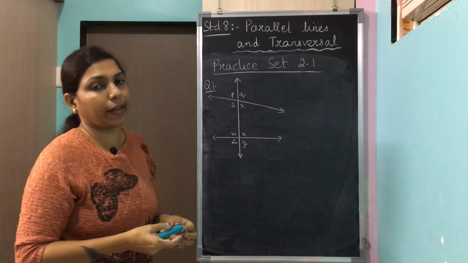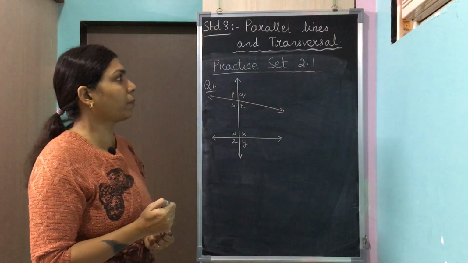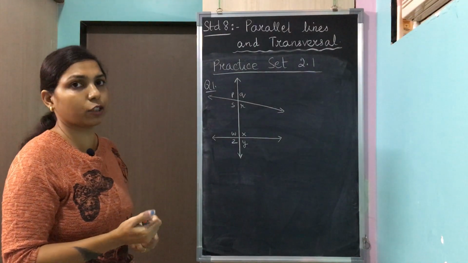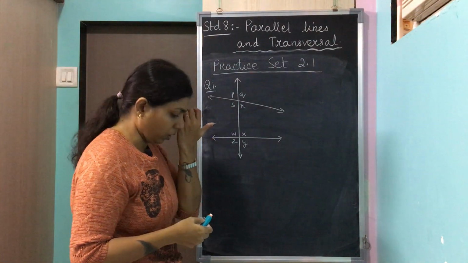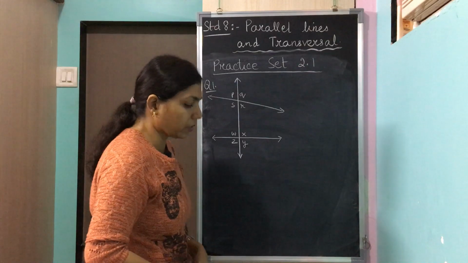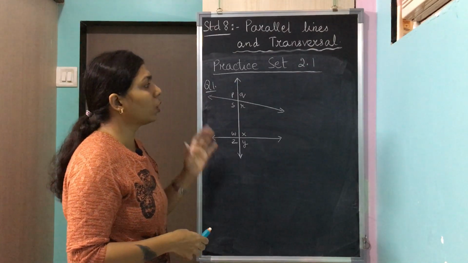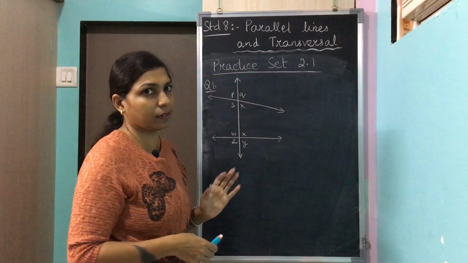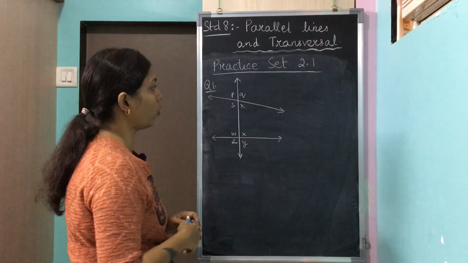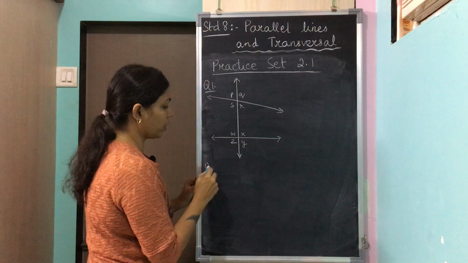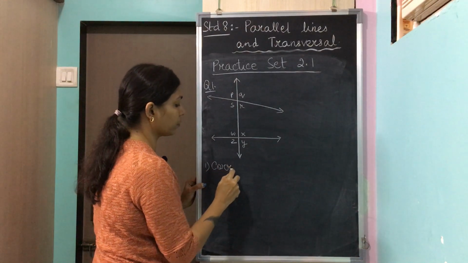Okay, so we move on to the next part of the chapter, which is your first practice set for this chapter, practice set 2.1. I'm not writing down the entire question, I've drawn the figure. You have been given this figure and you're asked to write down which are the corresponding angles present over here and which are the interior alternate angles. Okay, so first we will start with the corresponding angles.